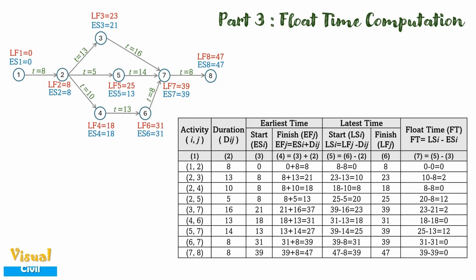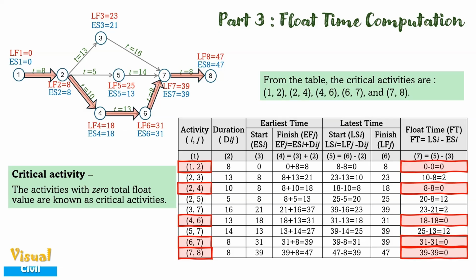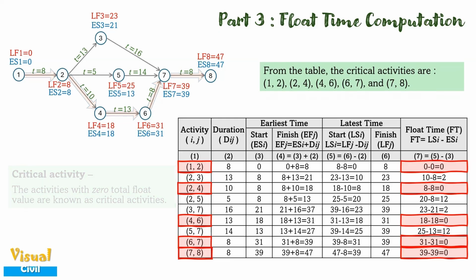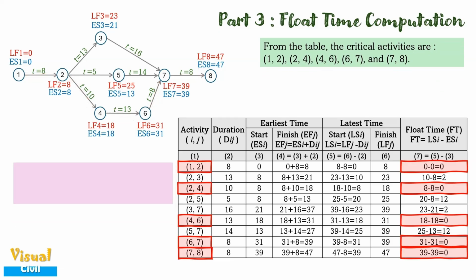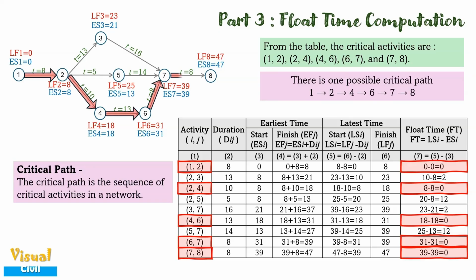Now, let us get the critical activities. The activities with zero total float value are known as critical activities. Hence, from the table, activity 1-2, 2-4, 4-6, 6-7 and 7-8 are critical activities having zero value of total float. Finally, let's get the critical path. The critical path is the sequence of critical activities in a network. Therefore, based on the critical activities, the critical path is 1-2, 2-4, 4-6, 6-7 and 7-8.